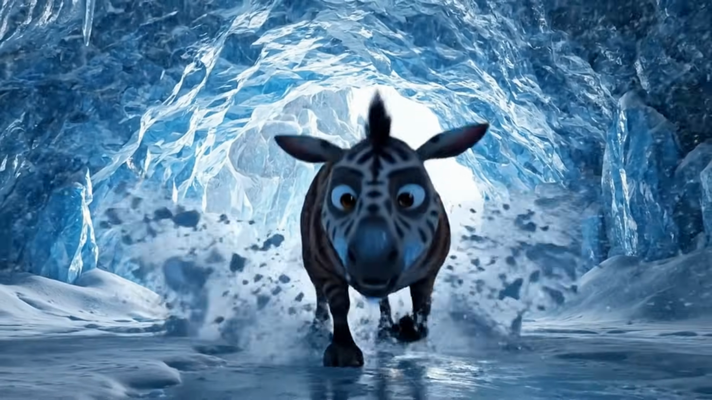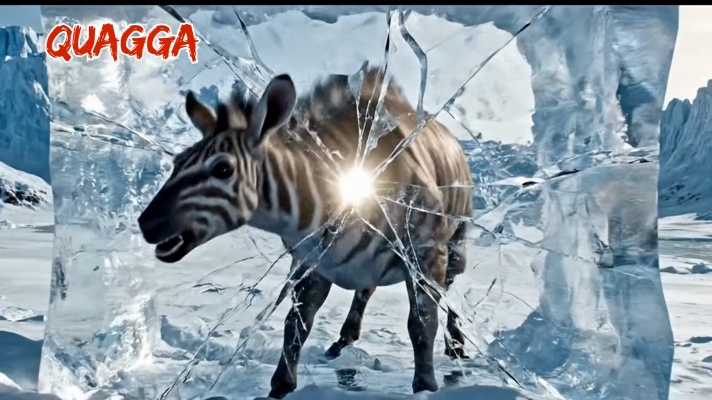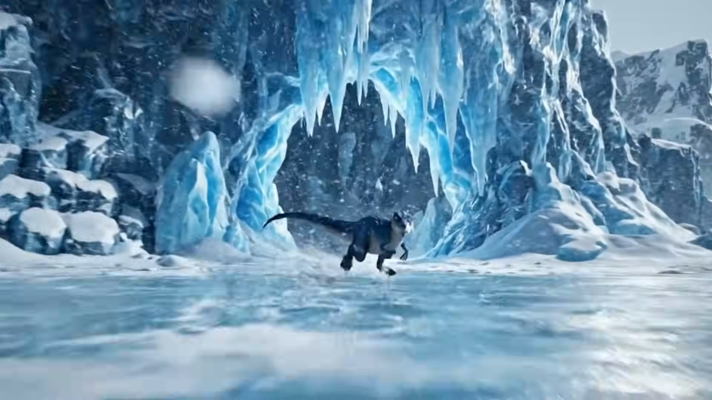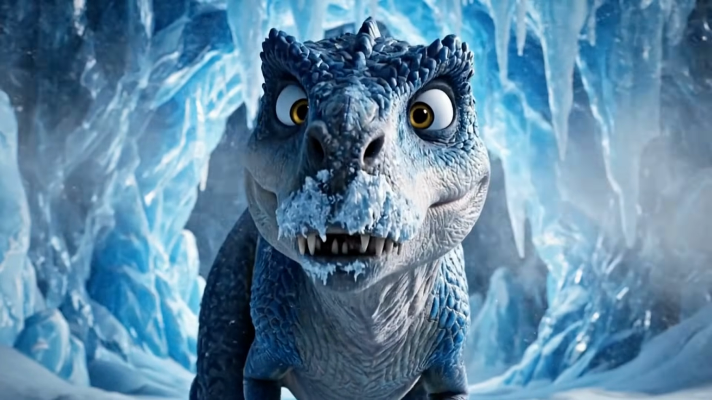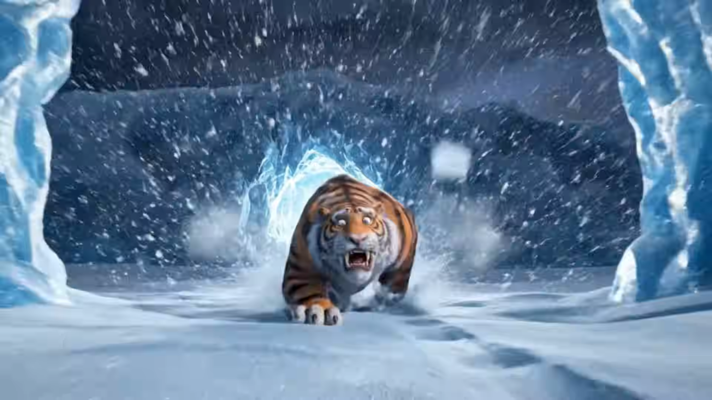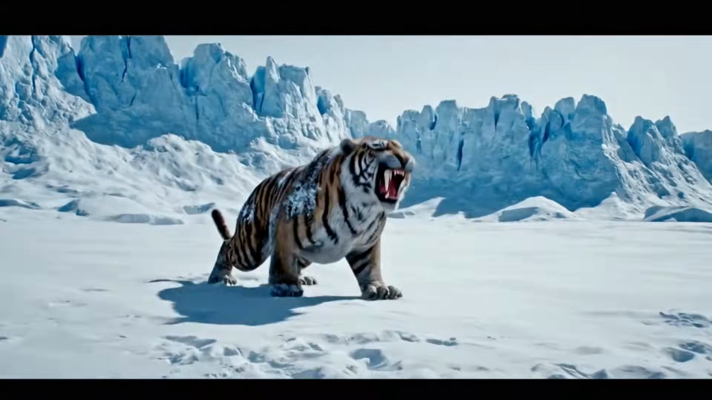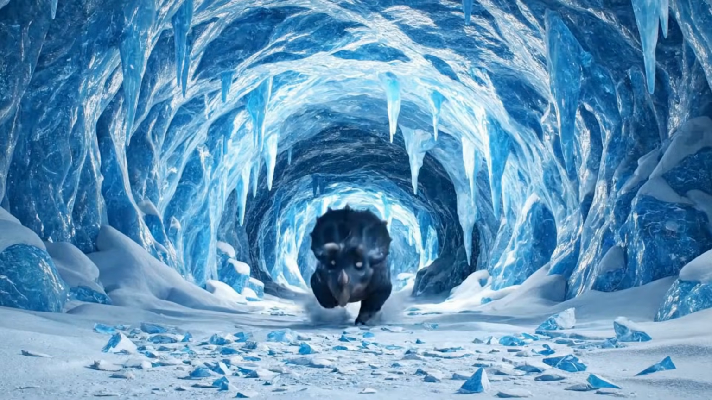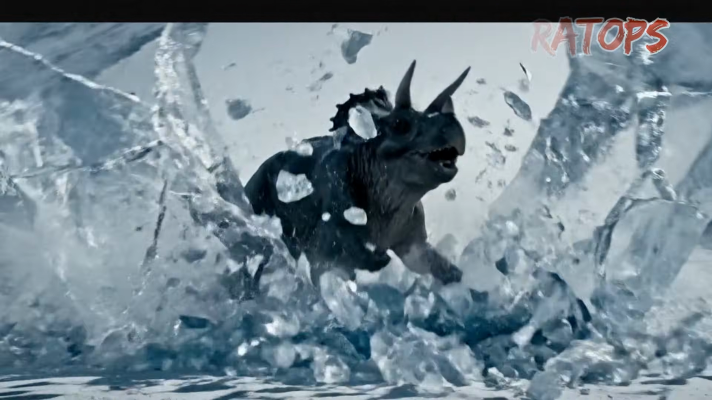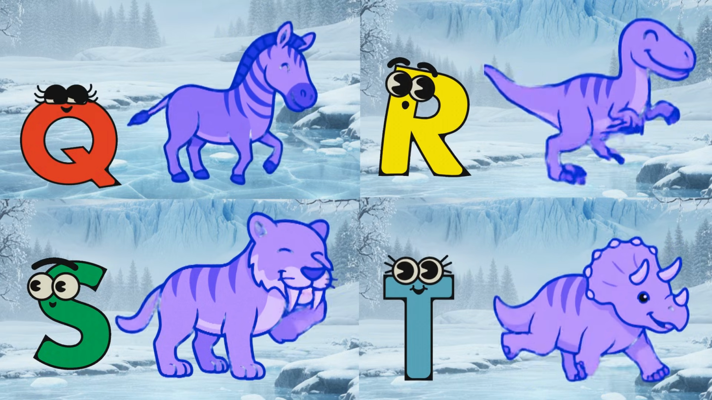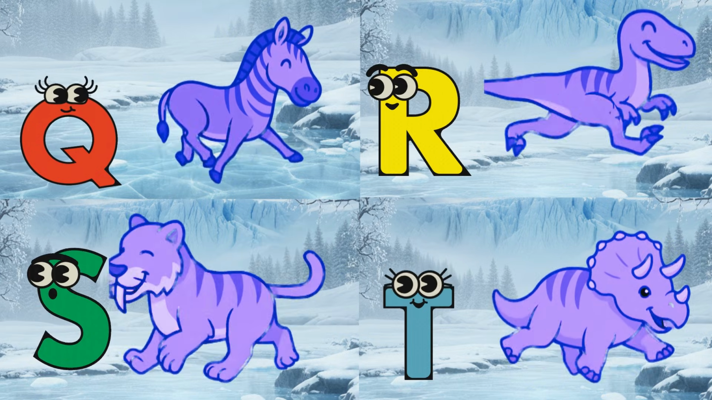Q is for quagga, neigh, neigh, neigh. R is for raptor, snap, snap, snap. S is for saber-tooth tiger, snarl, snarl, snarl. T is for triceratops, charge, charge, charge. Q, R, S, T, Prehistoric Safari animals.